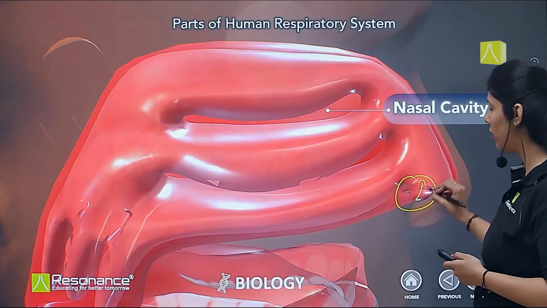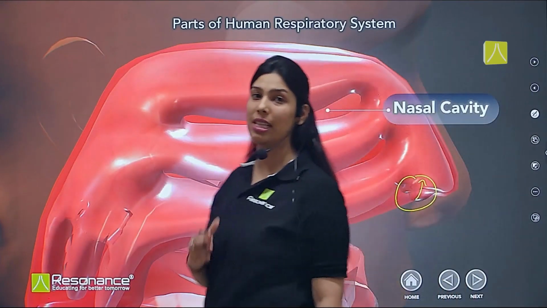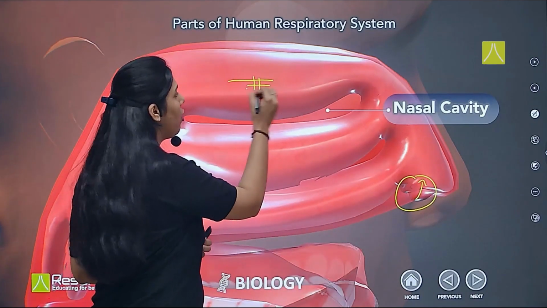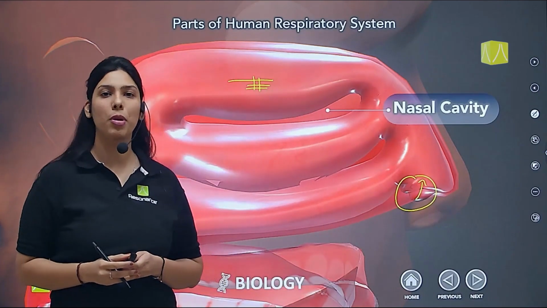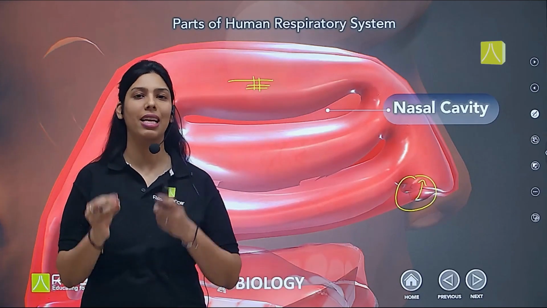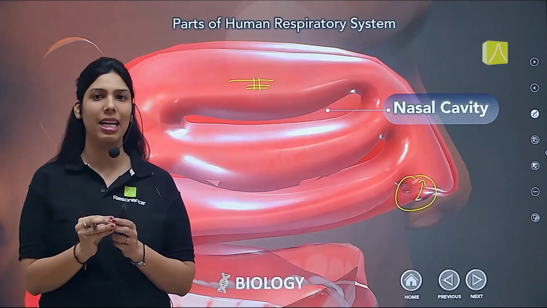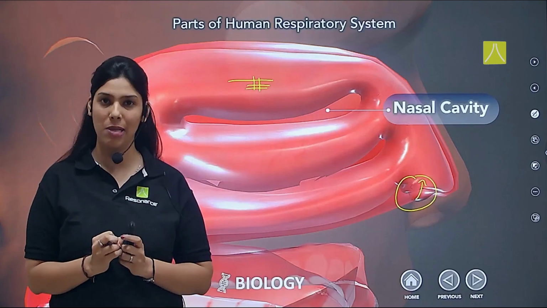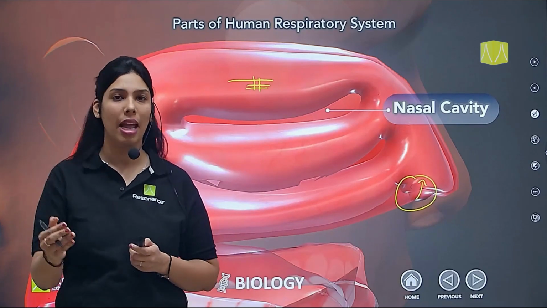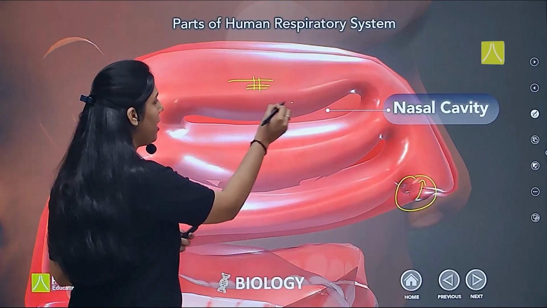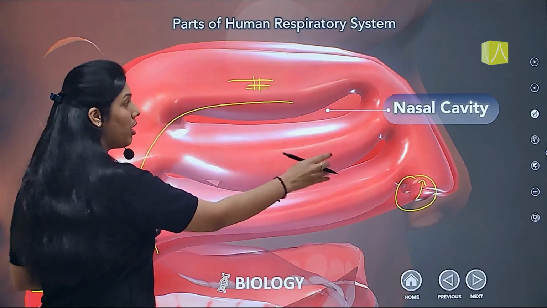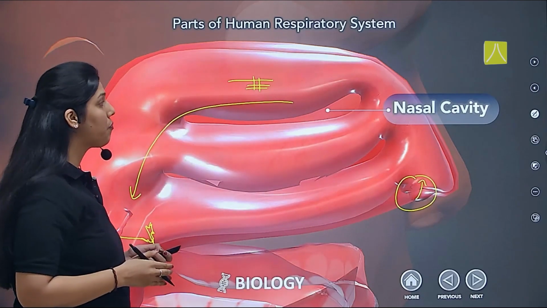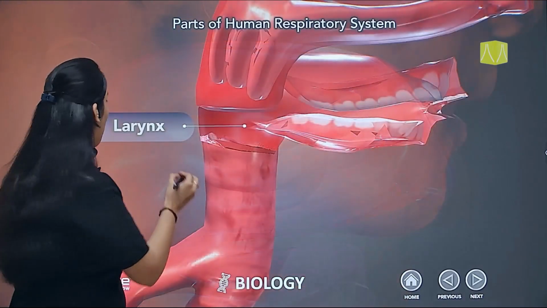From the external nostrils, the inspired air goes into the nasal cavity. The nasal cavity bears some kind of hairs and mucus secreting glands, mucus secreting cells. These mucus secreting cells and the hairs have the function to trap the dust particles and the moisture in the air.